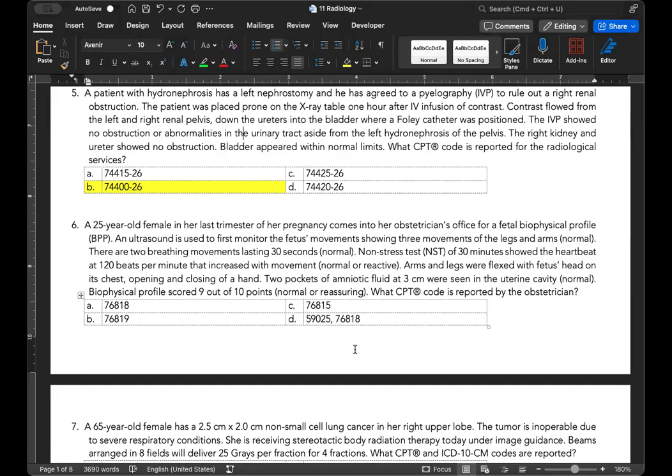So what code should we report by the obstetrician? Okay. So for this one, how would you start to do this from scratch? What procedure did we perform? The BPP. Yep. So let's go look at BPP. Let's see if it's underneath that acronym, or if we need to actually look up the full spelling of it. I don't remember if it is or not.